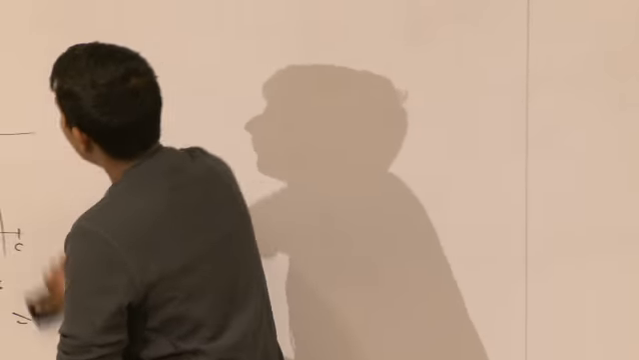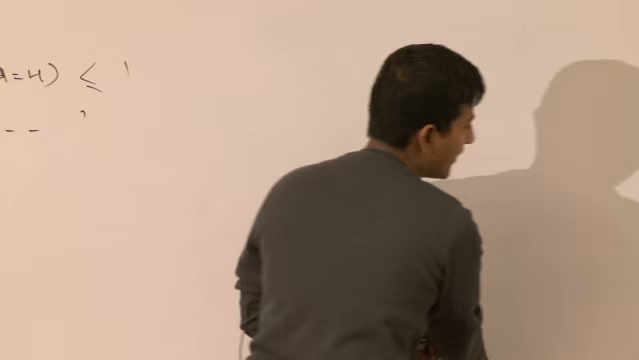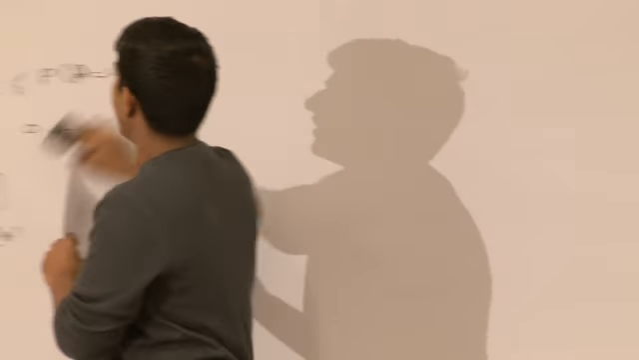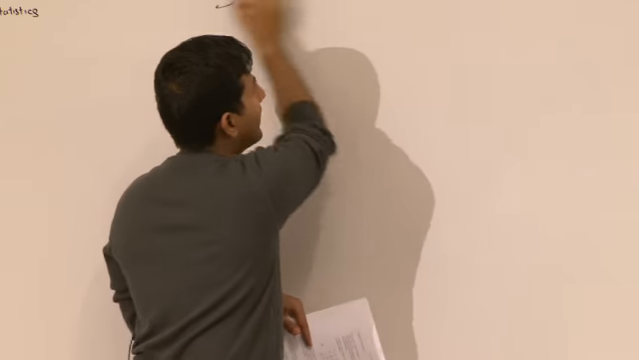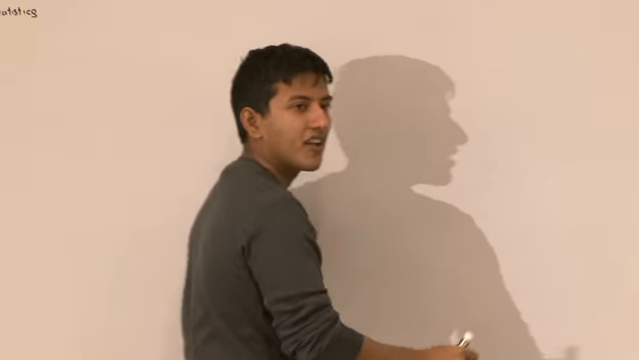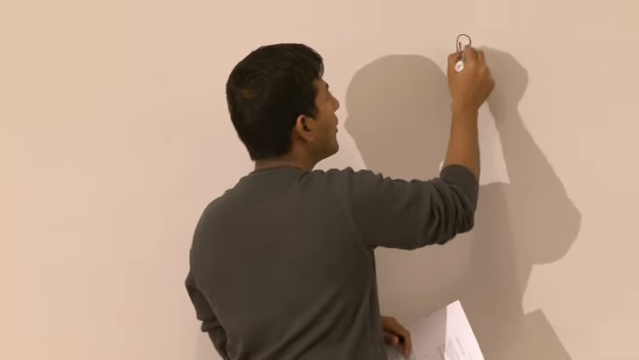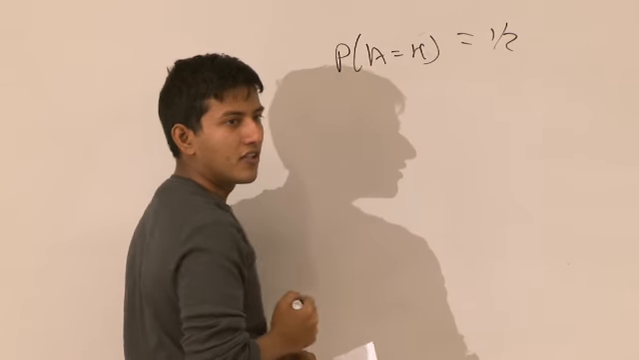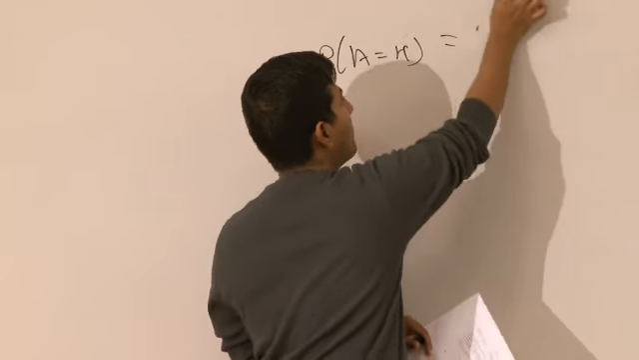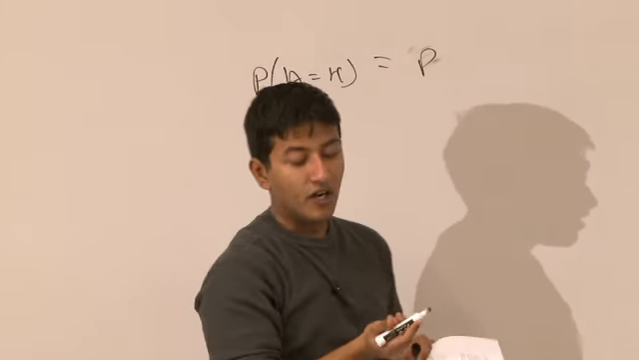Then we find the probability of a particular event happening in a certain number of trials. But what if we don't have the knowledge about the coin? What if we don't know whether it's fair or not? What if we don't know P of A equal to H is equal to half? Suppose we don't know that. Suppose it's only P. How can we find that?